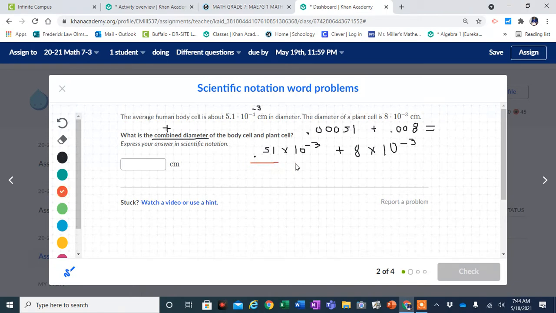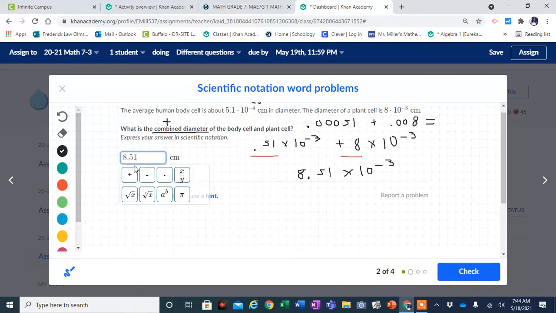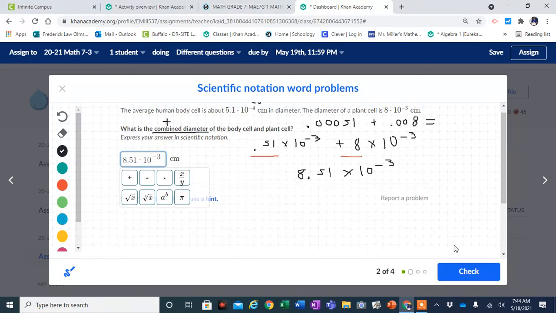So then that would mean that this goes with this. So we would now have 8.51, and then we still have the times 10 to the negative third power. And the nice thing is this is already in scientific notation because the decimal is already after the first number that is less than 10. So this should be 8.51 times 10 to the negative third.